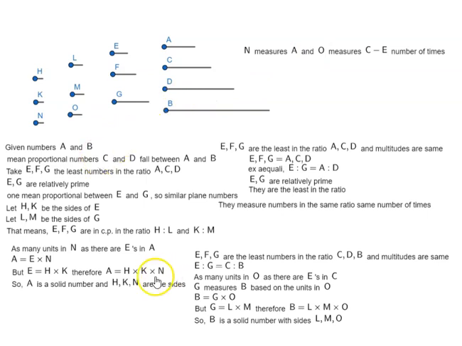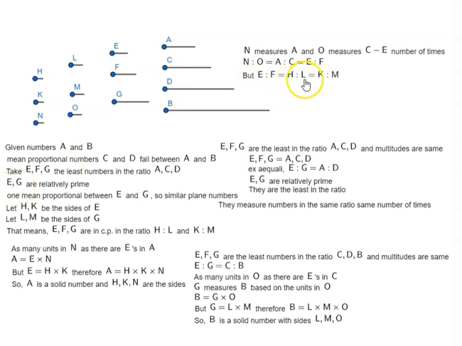Now N measures A HK times. HK is E. So N measures A E times. O measures C E times. So which means we can write N is to O is equal to A is to C is equal to E is to F. Here E is to F also appeared because EFG is equal to ACD. That means E is to F is equal to A is to C.